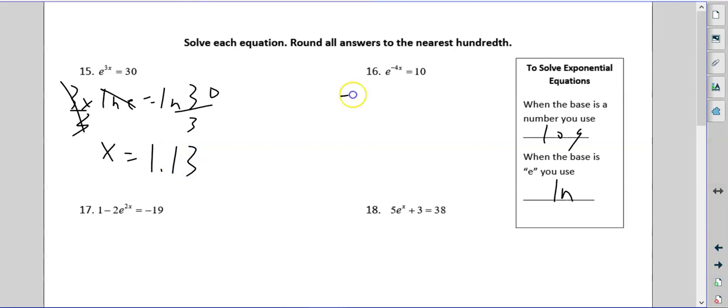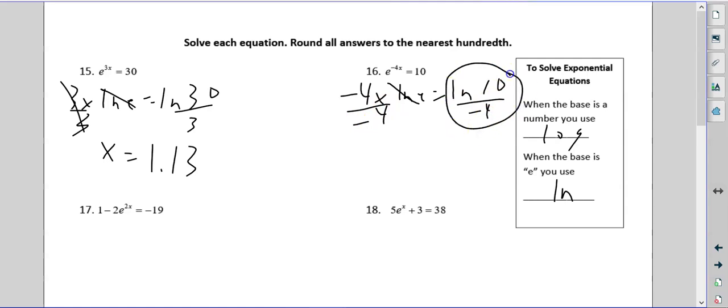Okay, here, we're going to move that negative 4 out for x in front. ln e, it's gone, equals ln 10. Again, we're just going to divide by negative 4 here, and we can just type in ln 10 divided by negative 4, and we get negative 0.0, nope, sorry, 0.58. Let's make that a bigger point there. Negative 0.58.